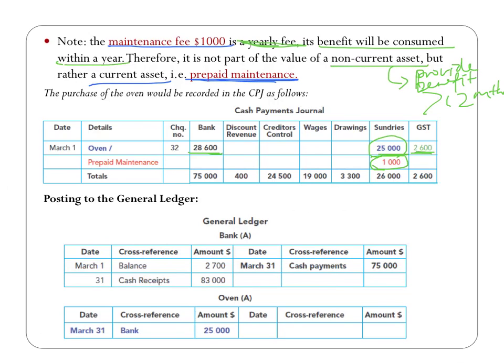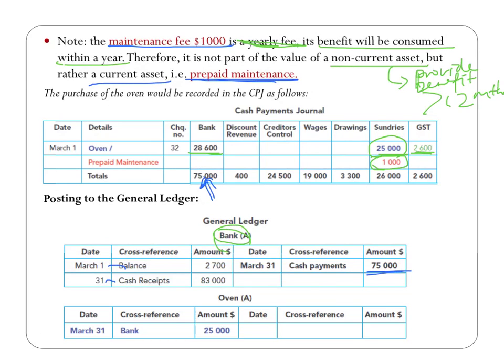Okay, now post this to the general ledger. In the bank account in the ledger, what you need to post here is just the totals. So you would have a balance, this is all given. You would have cash receipts for the month of March. Now cash payments, this is $75,000 taken directly from the cash payments journal.